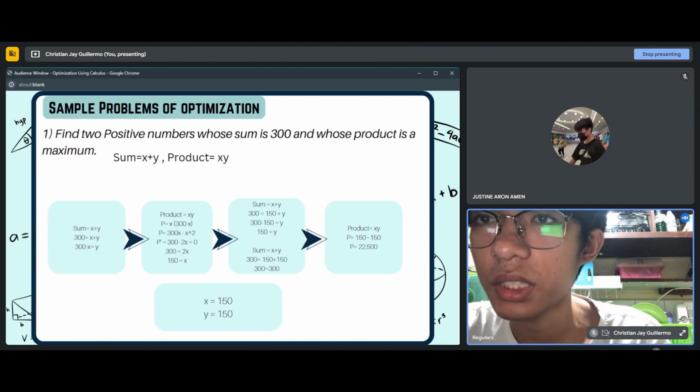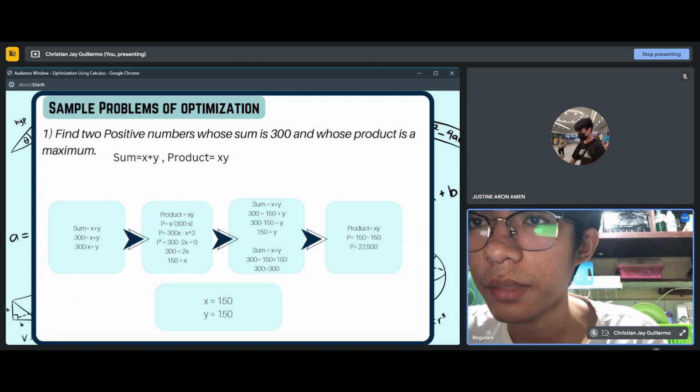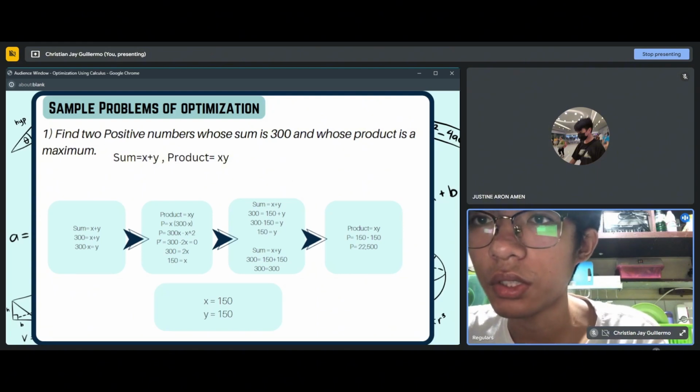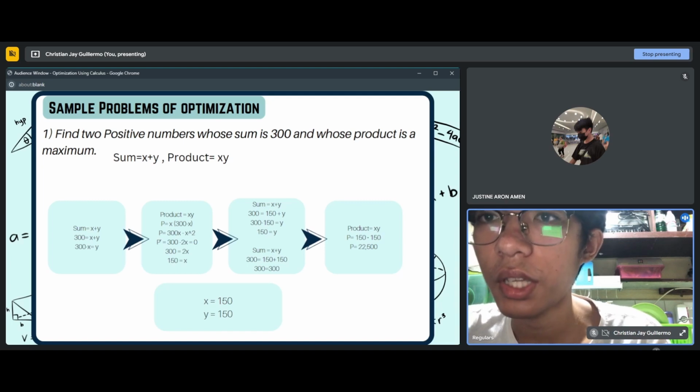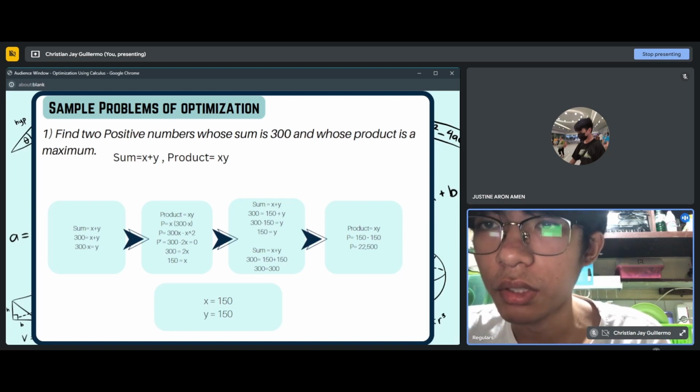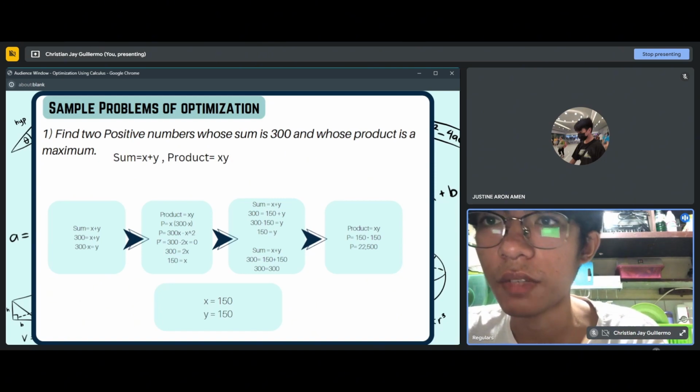Sum is equal to x plus y nga. So, nakuha na natin yung x natin. So, 300 is equal to 150 plus y. Transpose ulit natin yung x coming from the left. So, 300 negative 150 is equal to y. So, 300 negative 150 is equal to 150. So, 150 is equal to y. So, ayun yung y natin. Sa baba, clarification lang yan. So, sum is equal to x plus y. 300 is equal to 150 plus 150. So, 300 is 300. Nakuha na natin yung value niya.